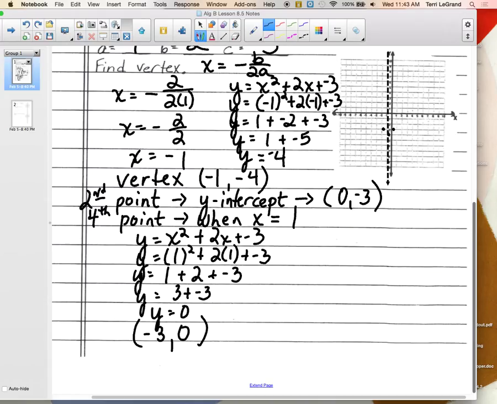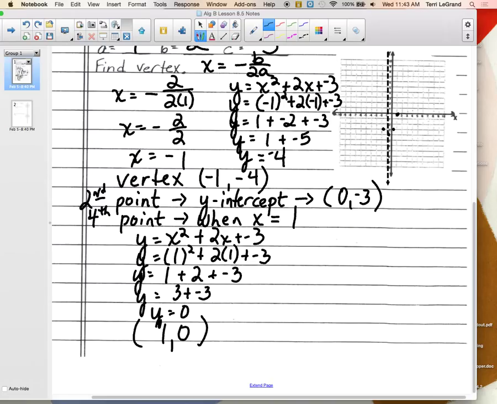Not -3, where'd that come from? I don't know. What was the x value we were doing? We were doing 1. So, ordered pair 1, 0. My fourth point is 1, 0. How about yours?